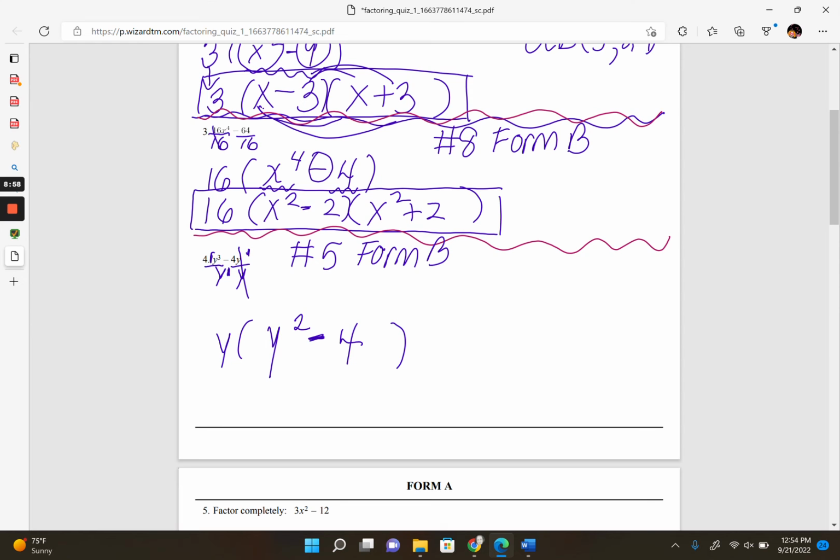So now we say to ourselves, oh, are we done? Let's just check if there's a combo meal here. There is a combo meal. Bring down the GCF. This is the difference of 2 perfect squares. So double set of parentheses, y minus 2, y plus 2.